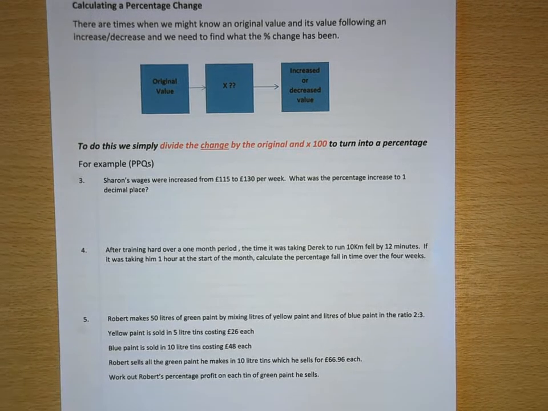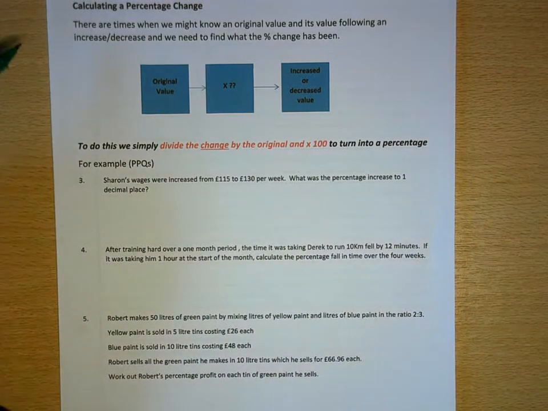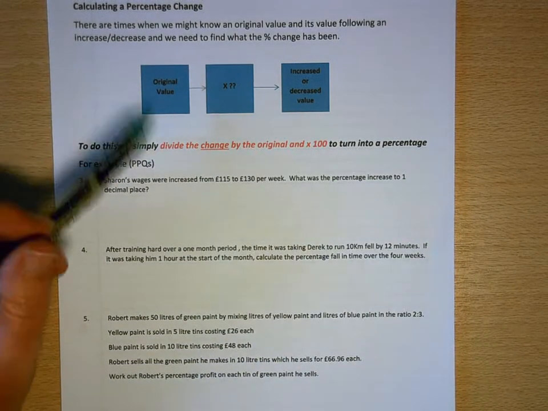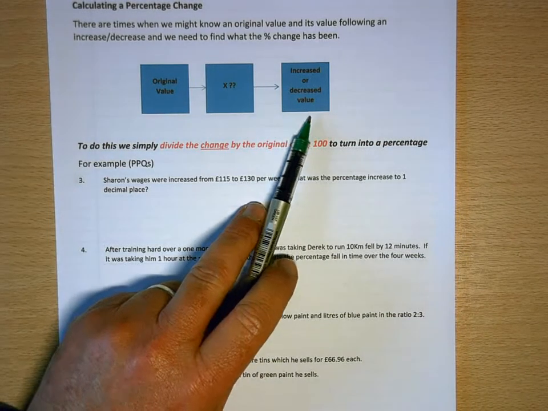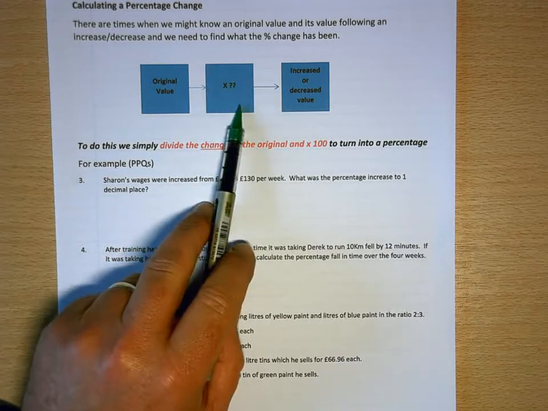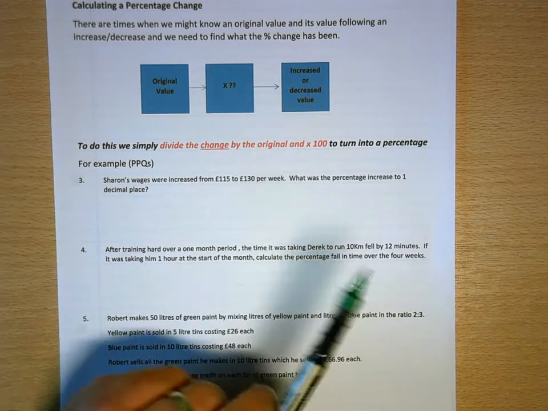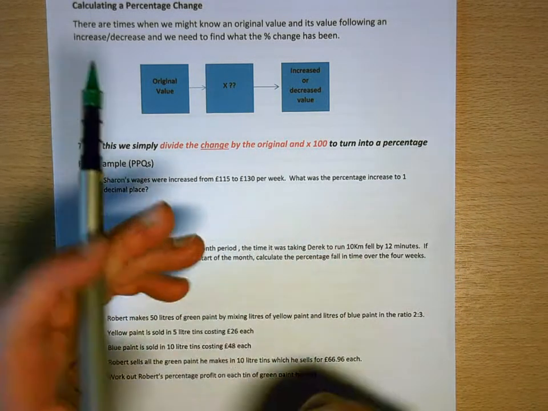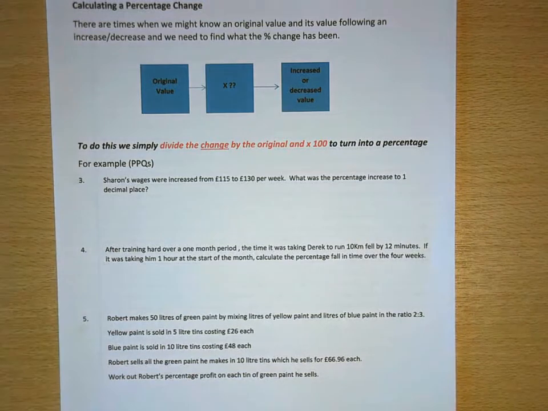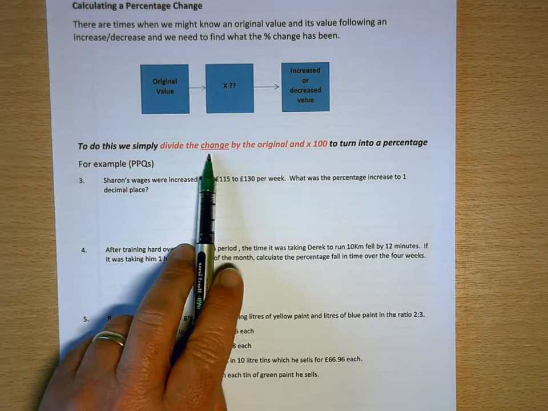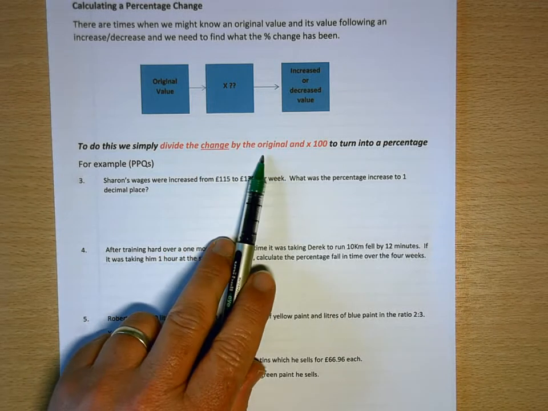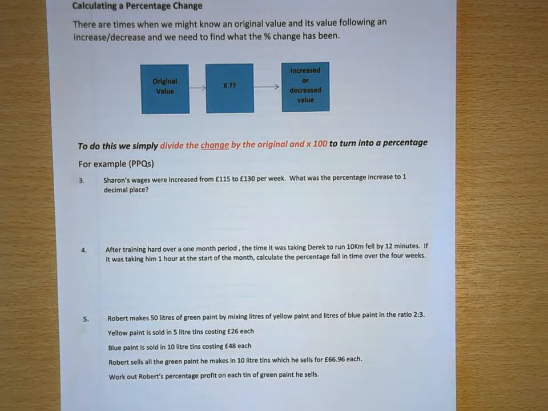Okay, so we are working backwards now, because in this session we're going to be given the original value and the new value, whether it's increased or decreased, and we want to work out what that percentage increase is, what the change is. Has it been increased by 15%, for example, decreased by 12%? And to do this, all we do is find out what the change is, we divide it by the original and times it by 100.